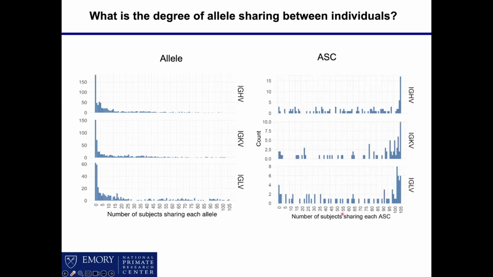The same was essentially true for the ASCs, and that we saw a high degree of these allele similarity clusters across individuals. Very rarely did we see ones that were just in a single animal.